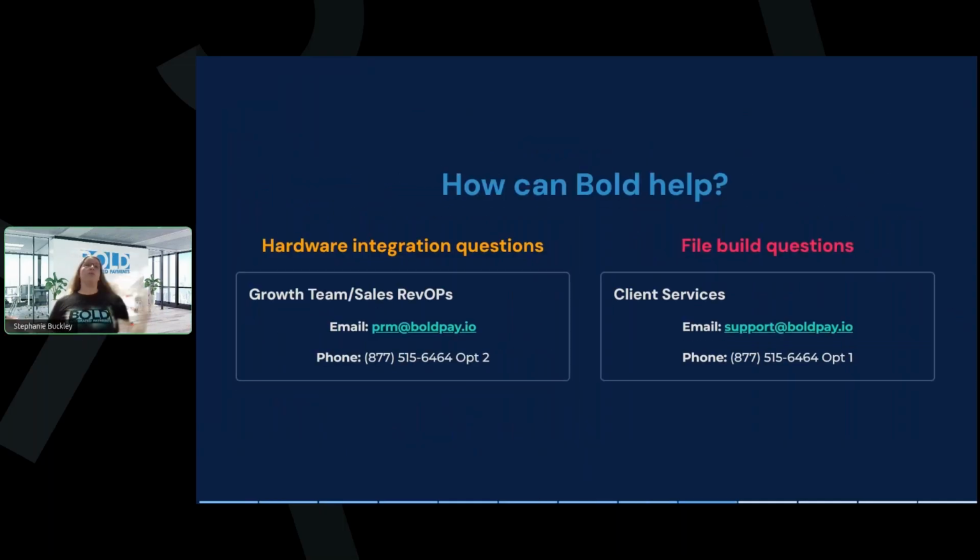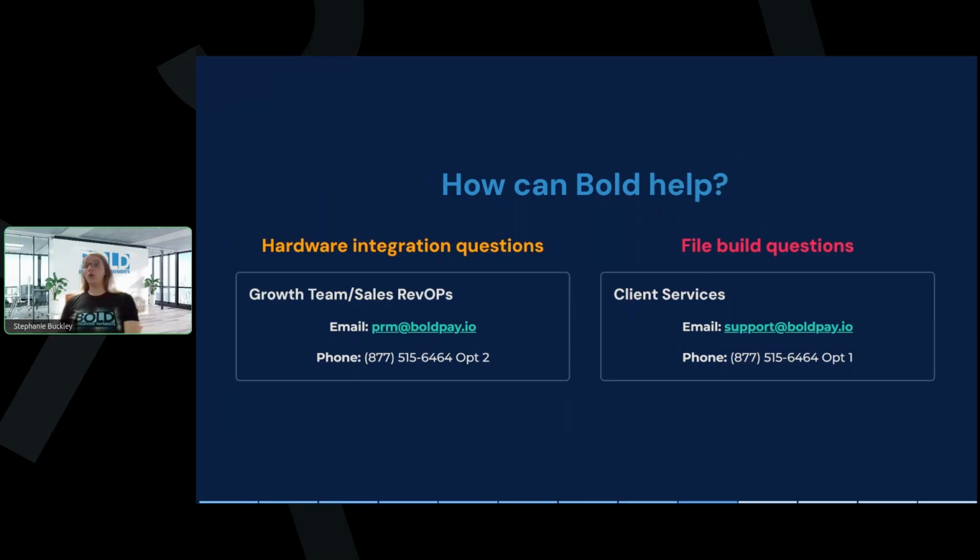So how can Bold help? If you're looking for any hardware integration questions, next versions, end of life equipment that you need to get rid of and move on to new hardware, reach out to our PRM at boldpay.io, email or call in and press option 2. This will get you in touch with our sales rev ops team and our growth team, depending on what your relationship is with our company. And they'll be able to help answer questions, ask questions, figure out what's going on, and they can utilize other teams if there's any gaps that we need to address. So feel free to reach out to them if you have any questions about that.